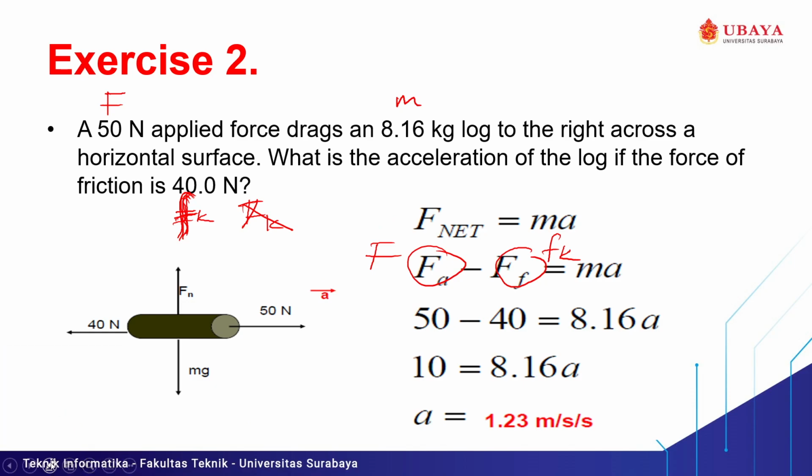It also applies with static friction. So use a small f, fk and fs, although in this case the fs does not exist. So we can continue our calculation. 50 minus 40 is 8.16 a. We get a is 1.23 meter per second square.